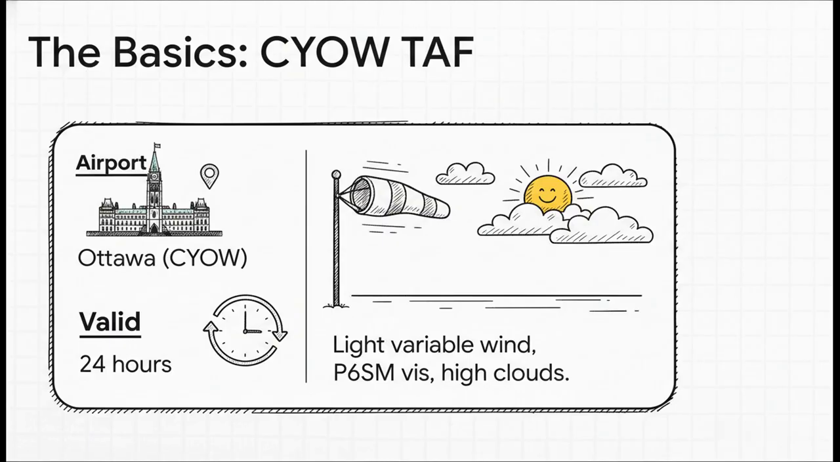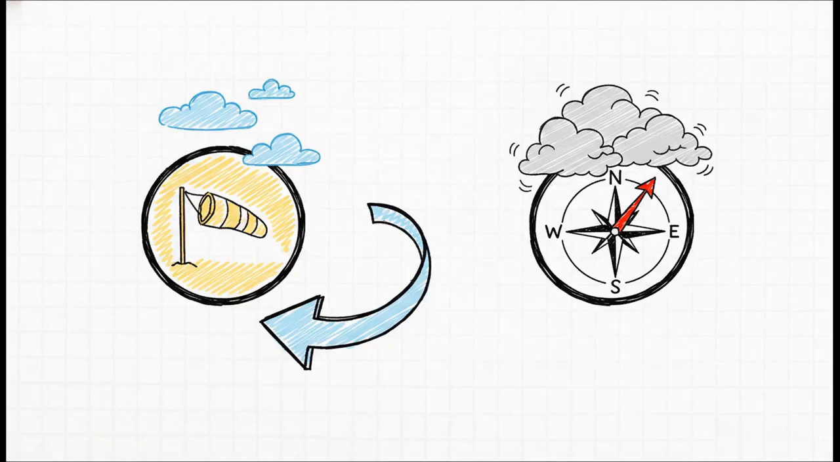To kick things off, the weather is actually quite nice. Just light and variable winds, great visibility, and some high clouds. No problems there. And then, at 0300 Zulu, the story begins. We see our first change. The wind swings around to the east, and that high overcast layer starts to thicken up and lower down to a broken ceiling at 10,000 feet.